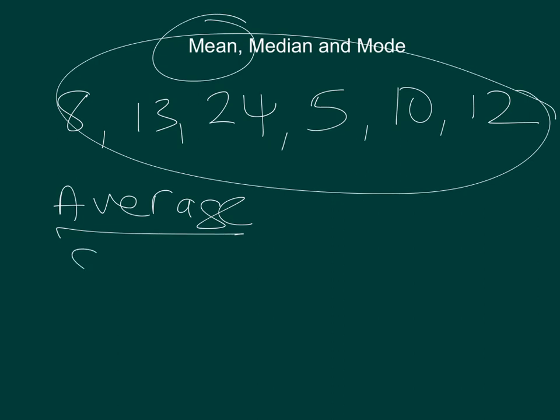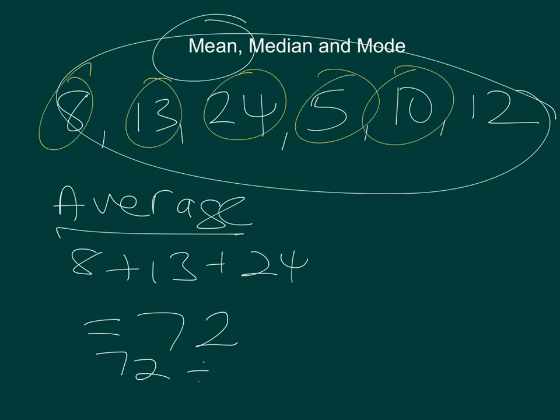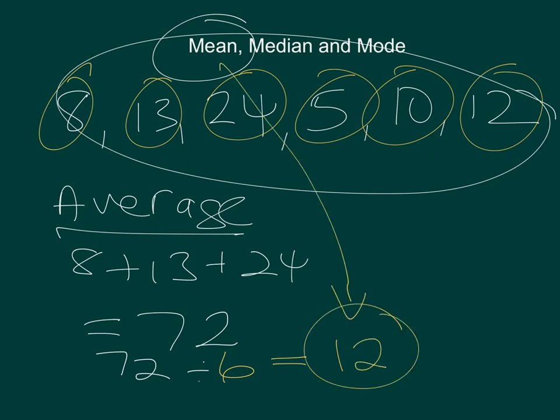So you'd go 8 plus 13 plus 24, etc. Add all of them up, and that equals 72. And then you would divide 72 by the amount of numbers that there are. So there are 1, 2, 3, 4, 5, 6 numbers. So you'd go 72 divided by 6, which is 12, meaning that the mean is 12 or your average mark is 12.